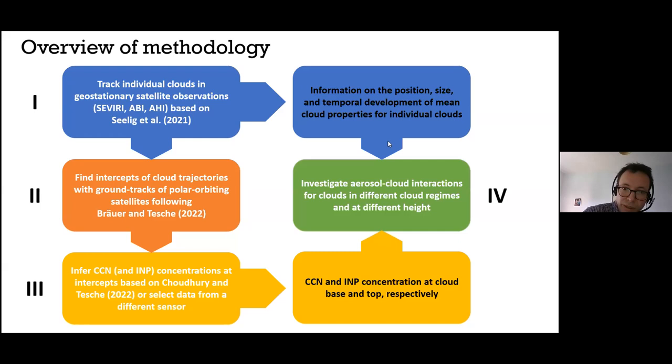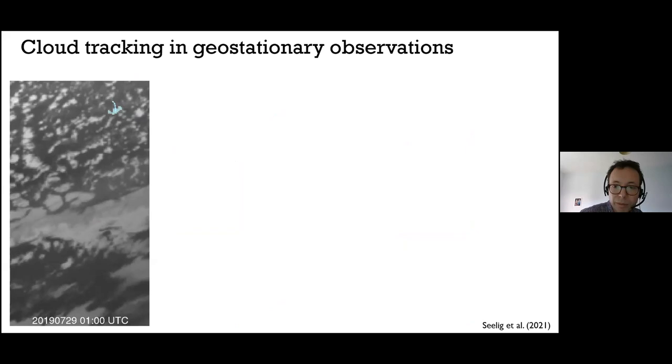And if we have combined all this information, we get this bottom-up data set of individual clouds and their surrounding aerosol fields that we then want to use for studying aerosol cloud interactions. So right now we have developed everything on the left side of this slide, and hopefully during the last year of our MOPGA project, we will dive a bit deeper into this fourth step. But let me show you what we have developed.